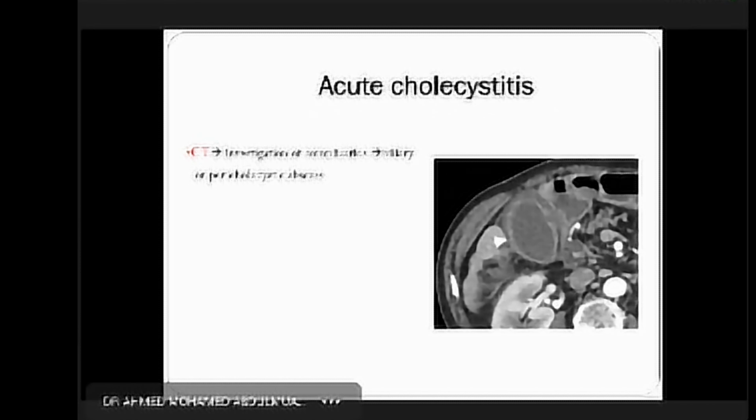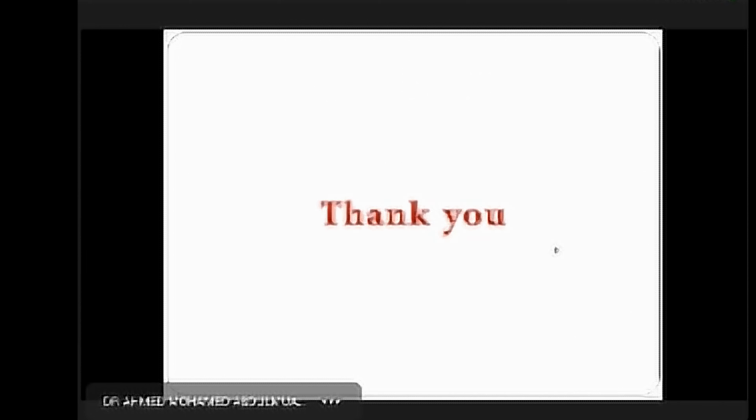Sometimes for acute cholecystitis, we may ask for a CT scan to look for complications, like a pericholecystic abscess. You can see here the gallbladder too much enlarged with surrounding fluid, and also some abscess here. When there is an abscess, the patient has a high fever and the case is deteriorating, so we may suspect a pericholecystic abscess, and we may ask for a contrast CT abdomen.